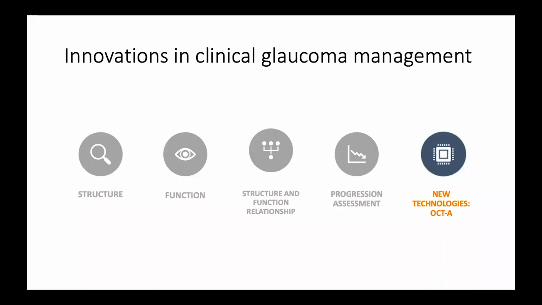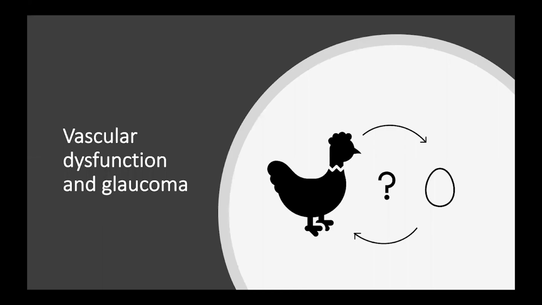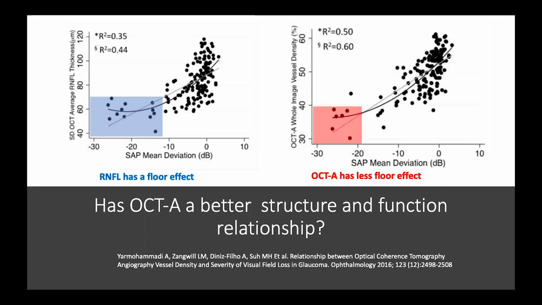And the final point is just some slides about new technologies like the OCT angiography. This is like the chicken and the egg with the vascular dysfunction and glaucoma. We don't know what happens first, but there are some studies showing interesting results, like, for example, saying that possibly OCT angiography could have a better structure and function relationship because the OCT angiography, in terms of vessel density, has less of a floor effect than the structure.